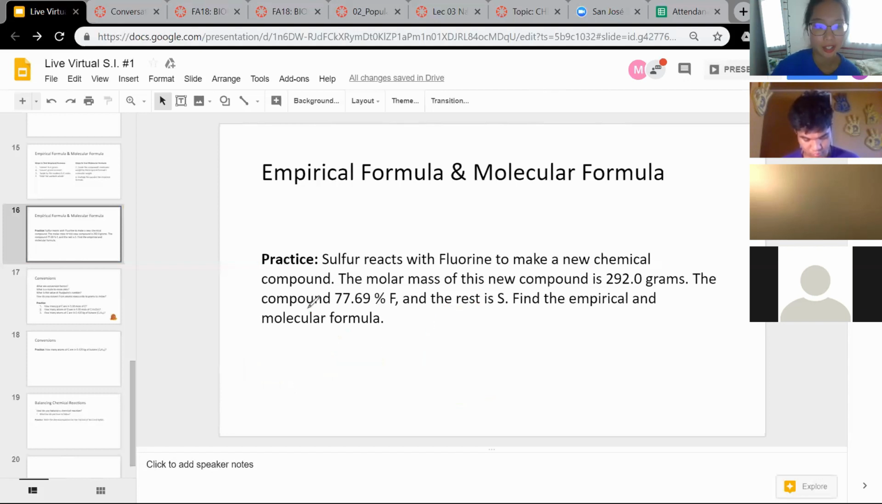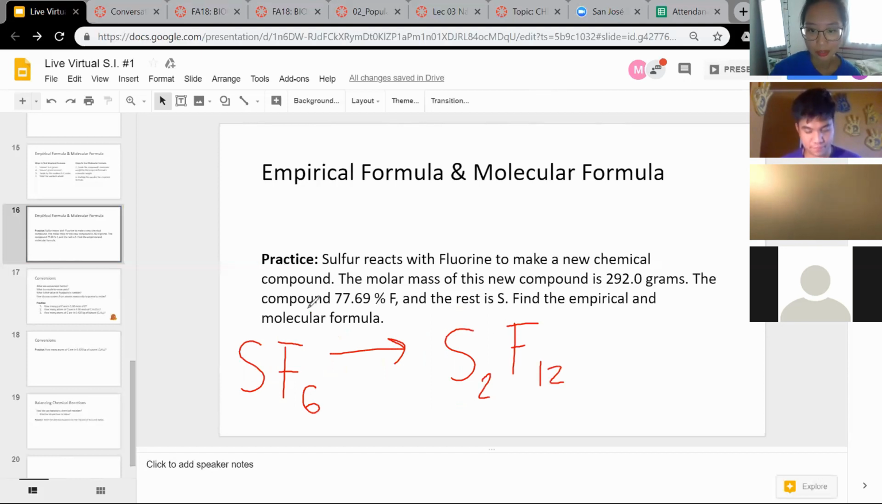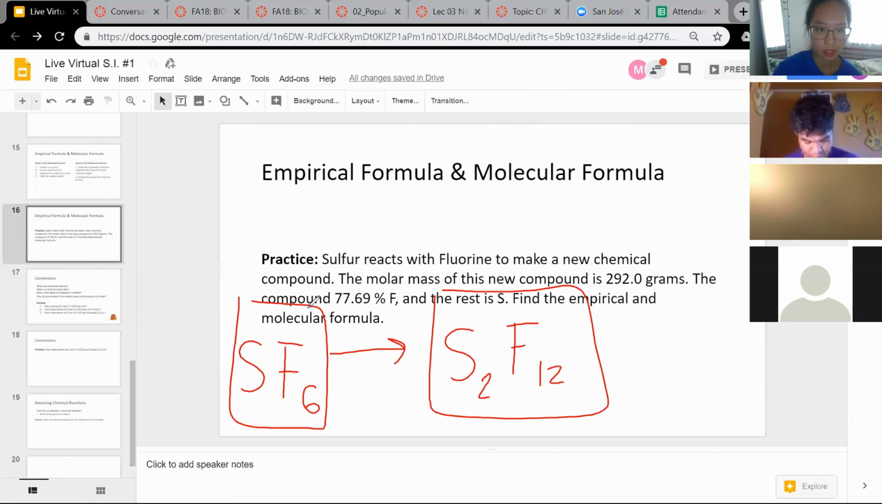So let's try it. We have S1F6, and we're going to times every single mole here by 2. So we're going to get S2F12 for our molecular formula. So this is empirical, and this one is molecular formula.